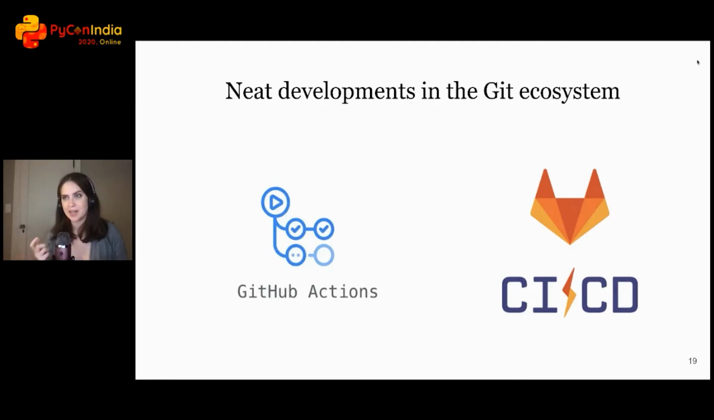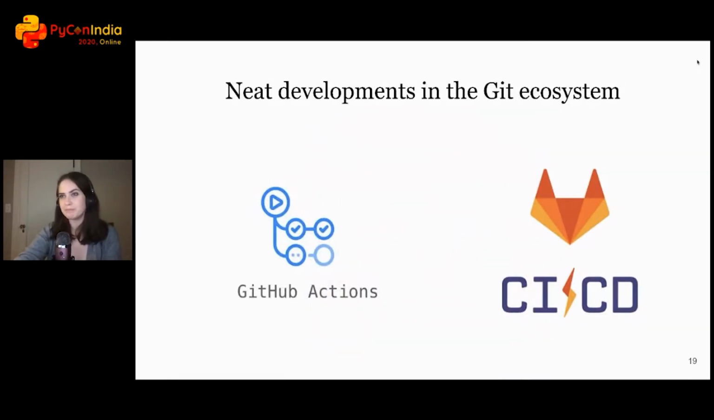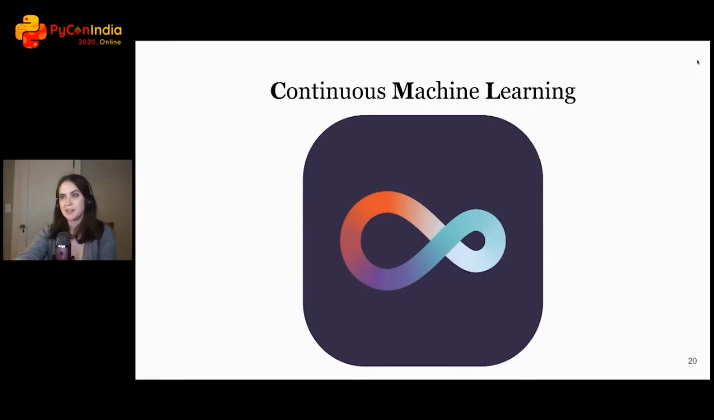In this talk, I'm going to stick to talking about GitHub Actions, but everything here is equally applicable to GitLab CI, and these two systems are very comparable. Our project is a new open source project called Continuous Machine Learning. The basic idea is to adapt these two very popular Git-centric CI systems, GitHub Actions and GitLab CI/CD, to work better with machine learning and data-heavy projects.